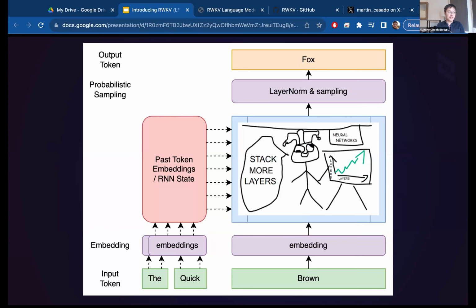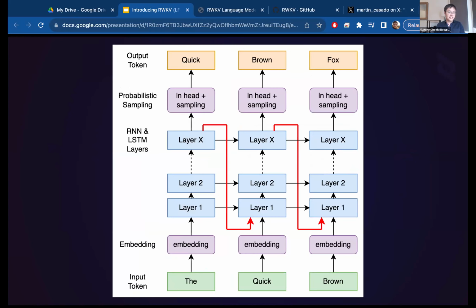So if we take a step back, fundamentally, all AI models go from input tokens to embeddings, to being processed by the RNN state or by the transformer architecture, and then it gets layer norm and sample, and out comes a token. And in the case of RNN, this meant that for each token that came in, it goes through all the respective layers, and it gets processed again one after another.